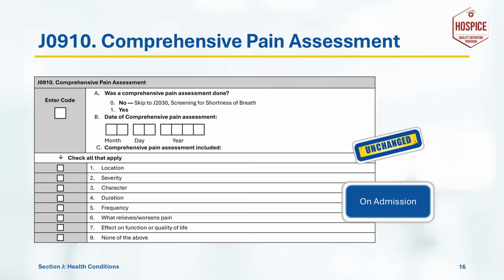This item asks the clinician if a comprehensive assessment was performed and the date. Additionally, I want to call your attention to the list of pain characteristics which are included in the comprehensive pain assessment. They are location of pain, severity of pain, character of pain, duration of pain, frequency of pain, what relieves or worsens the pain, and the effect of the pain on function or quality. These are the characteristics the clinician should include in their assessment.